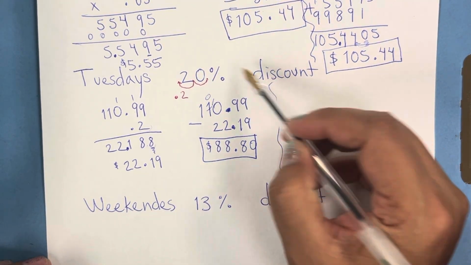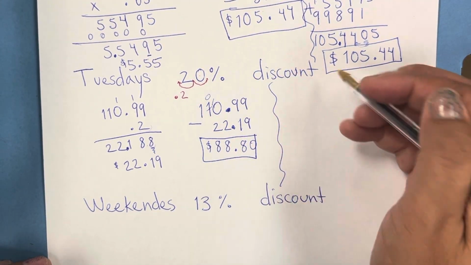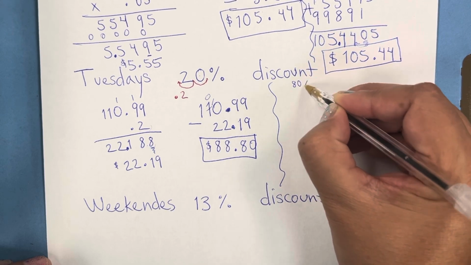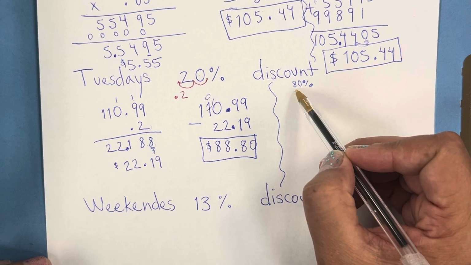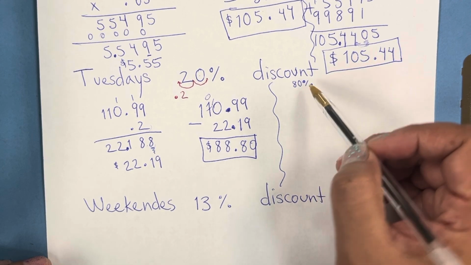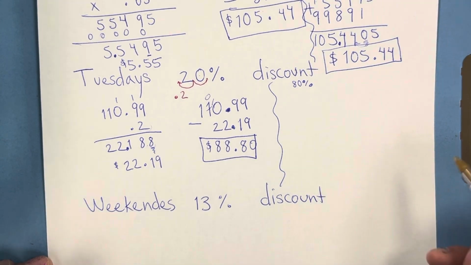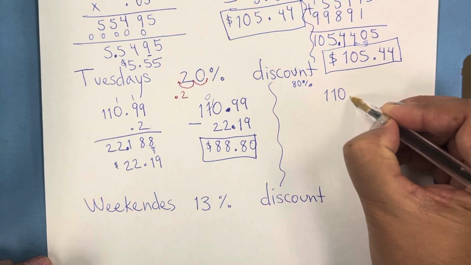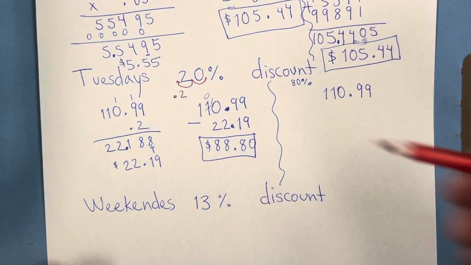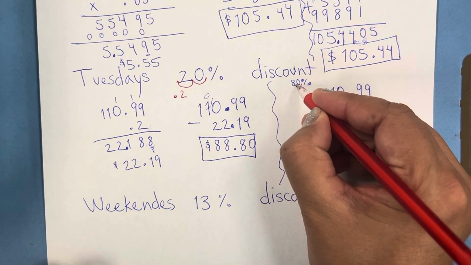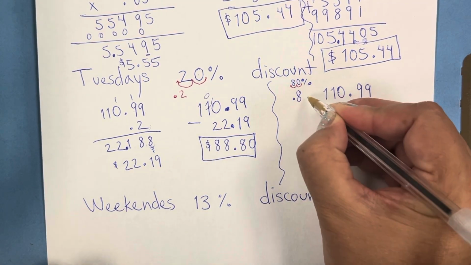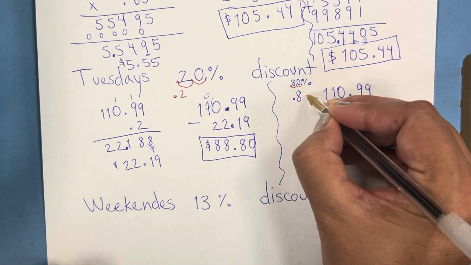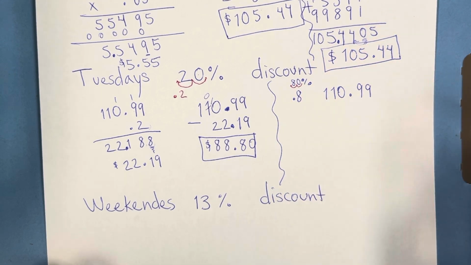I have a discount of 20%. How much will the price be? That means that it's going to be 80%, right? It's 100 minus 20 gives me 80%. So this is another way of getting it directly. So 110.99. In decimal form, you go back 2 spaces to make it a decimal, so it's 0.8. Remember, we get rid of the zeros if the zeros are after the last significant number.